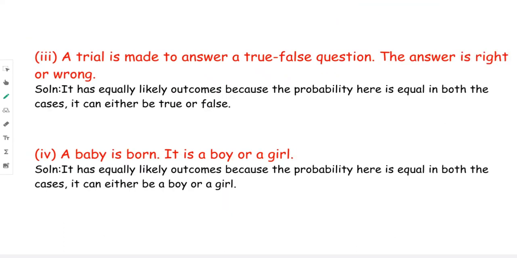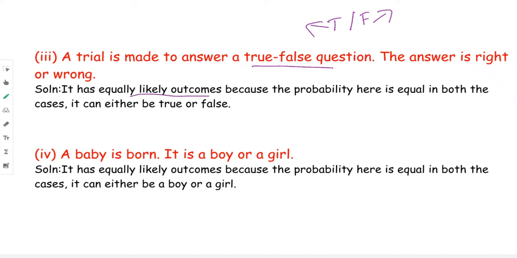Now when you look at 3, a trial is made to answer a true and false question. The answer is right or wrong. This will be an equally likely outcome. Why? Because it's just one question, and the options they've given us are either true or false. That means there's a 50% chance that it will be true and also a 50% chance that it will be false. So it has an equally likely outcome.